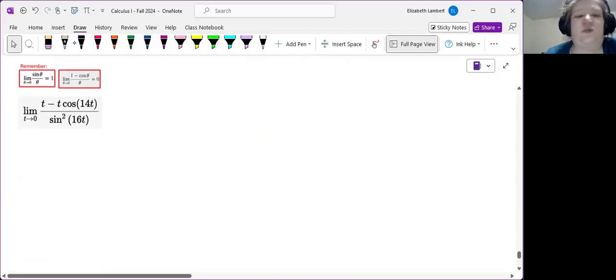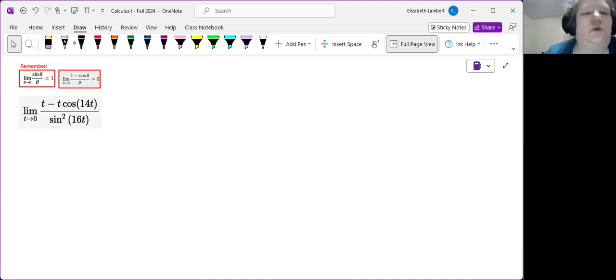One more, and this one is a like, why? Totally fair. Why? All right, so on top, I've got a conjugate. But now look at our remembers. Sine theta over theta, yeah, I see that sine squared on the bottom. But then 1 minus cosine theta over theta. Oh.